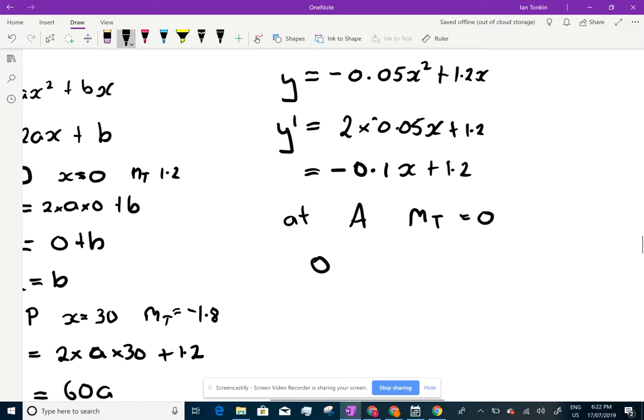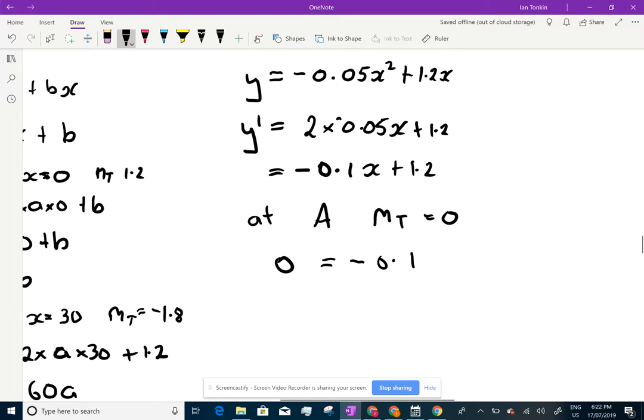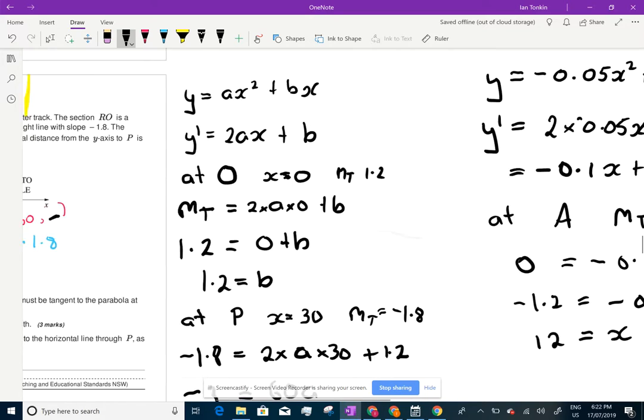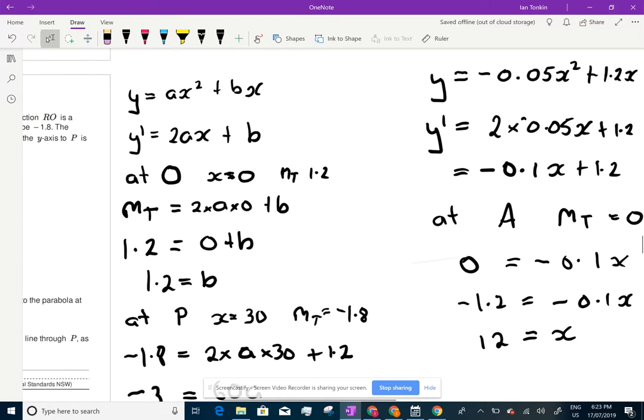Therefore, 0 equals negative 0.1x plus 1.2. So I'm going to minus that 1.2. So minus 1.2 equals negative 0.1x. I'm going to divide by negative 0.1, negative 0.1, and I'm going to get 12 equals x. Now I look at the diagram and I go, well, that sort of makes sense, yeah. P's 30 across. It's a bit further, yeah. So x equals 12.